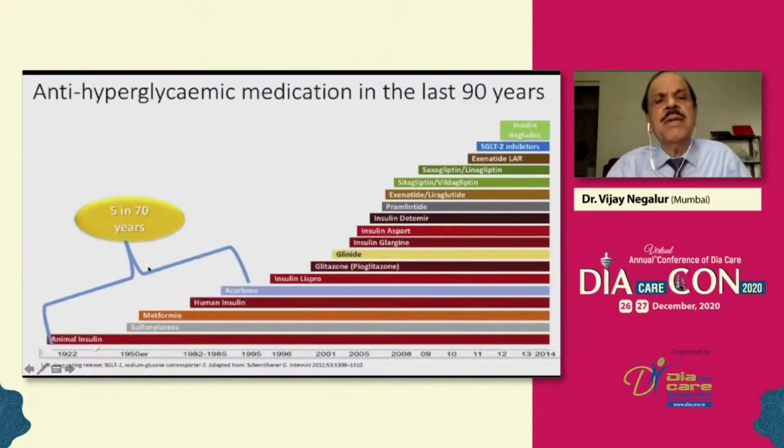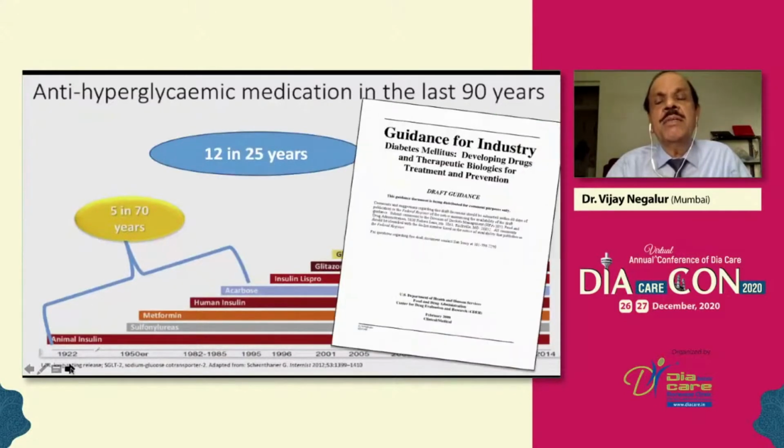So we had 5 drugs in the first 70 years. Now in the last 12 years, we have 25 drugs, but we know the story of rosiglitazone, which pushed the industry to conduct studies for cardiovascular safety.